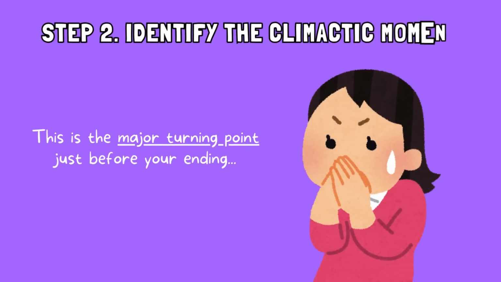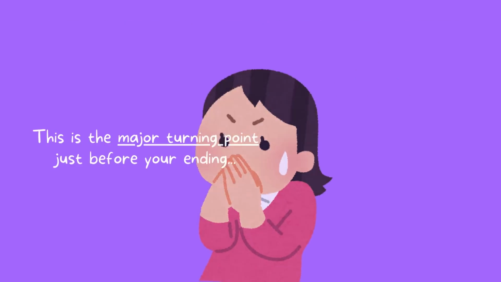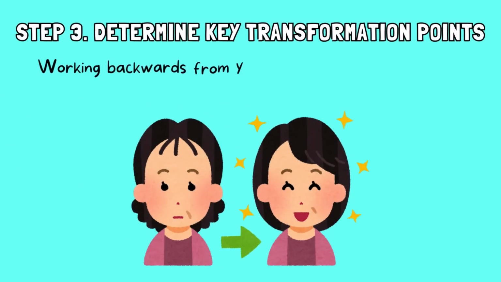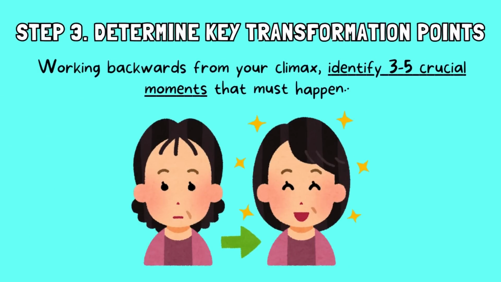This is the major turning point just before your ending, the big confrontation, revelation, or decision that makes your ending possible. Step 3. Determine key transformation points. Working backwards from your climax, identify 3 to 5 crucial moments that must happen for your character to believably reach the climax. These are your main plot points.